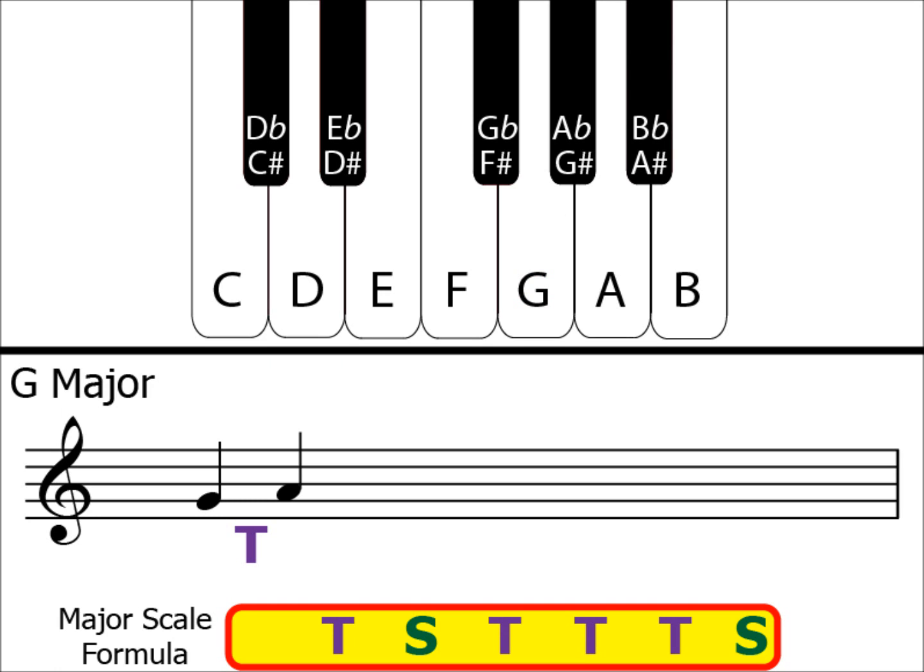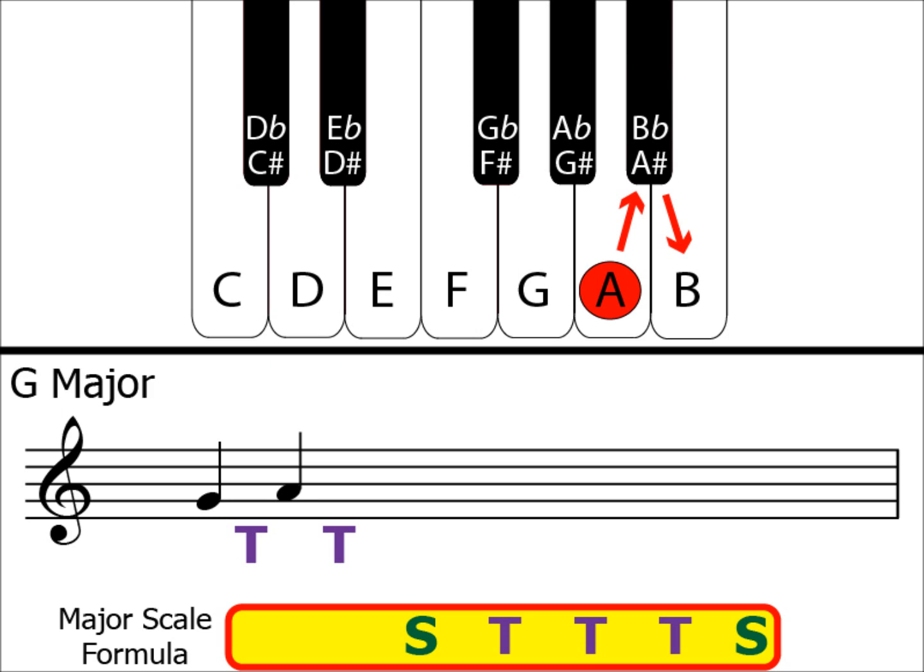The next distance in our major scale formula is another tone. So we need to write a note a tone higher than the A we just added to our scale. A sharp is only a semitone higher. Another semitone is B.